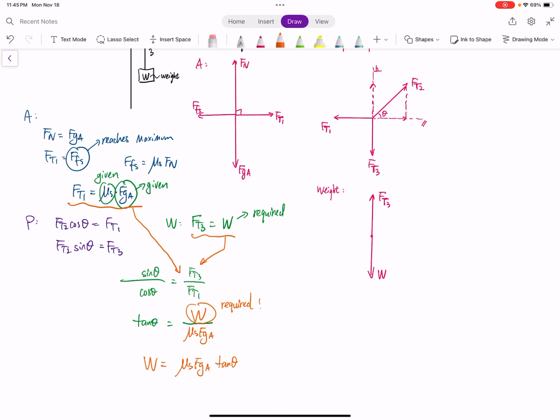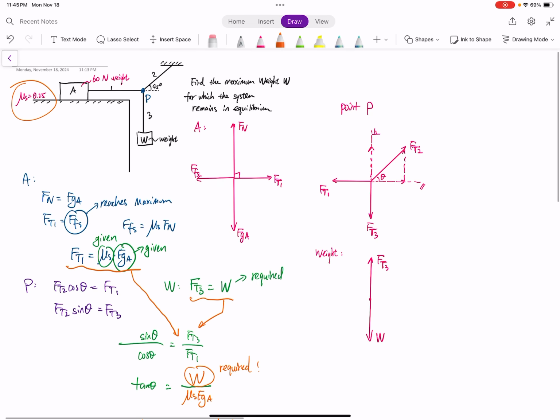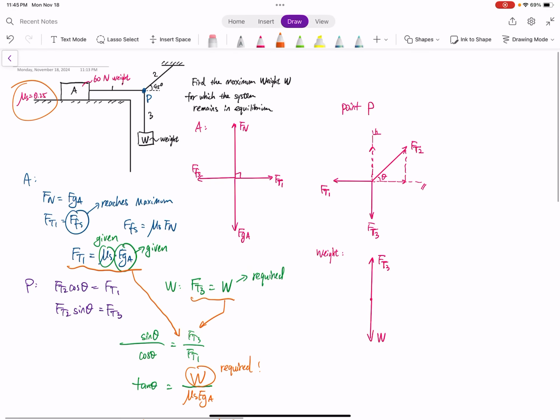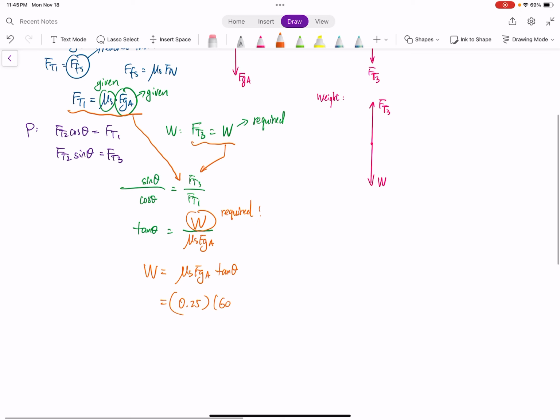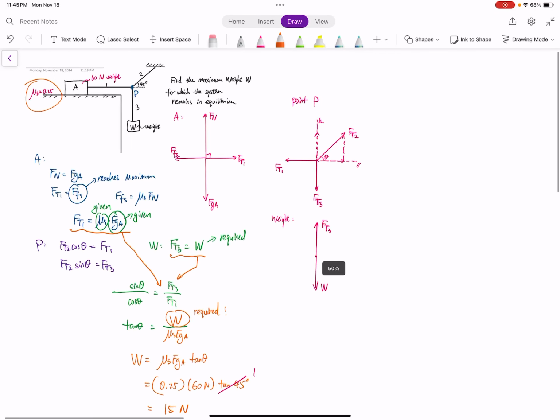And then we can now just plug in numbers. Remember, mu s is given at 0.25 at the very beginning. So 0.25, the weight of the block is 60 Newtons, also given. And then I show the unit, and then tangent 45 degrees. Tangent 45 degrees, we know this is 1, right? So we can ignore it. And then 0.25 is 1/4 times 60, mental math, 15 Newtons. And the question is finished. Let's put together so we can see everything at the same time.